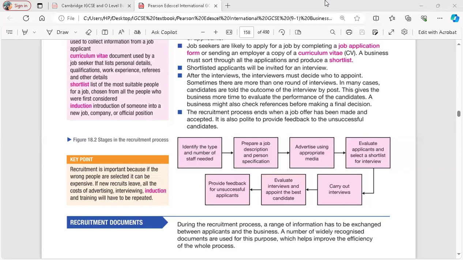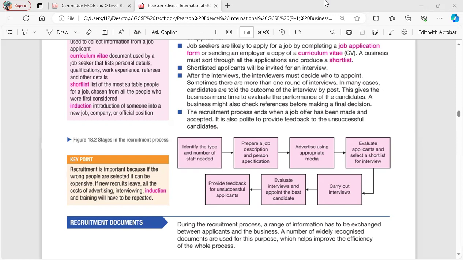That is the sixth stage, after the evaluation, if they are good or not. Then the seventh stage is when you have to give feedback to the unsuccessful candidates. You have selected the ones you needed. Those who do not meet the criteria, or those the business thinks are not qualified enough, will be given feedback that, please try next time. Do you understand? So these are the stages of recruitment.